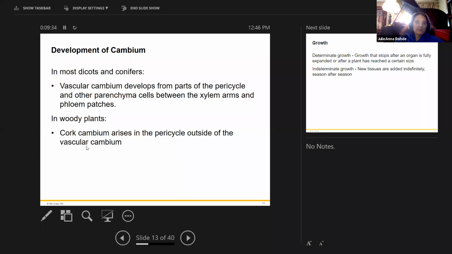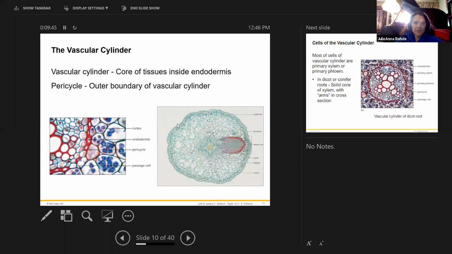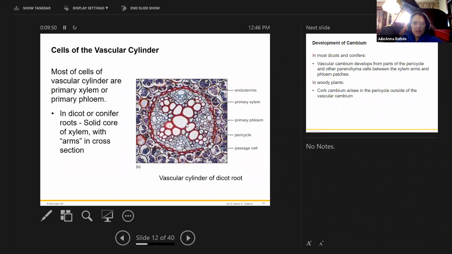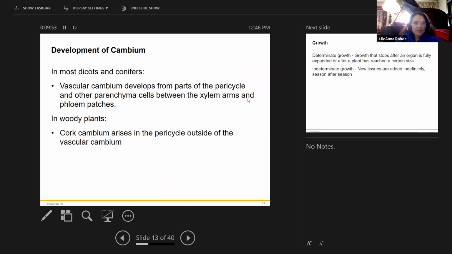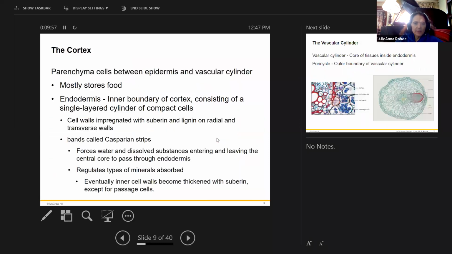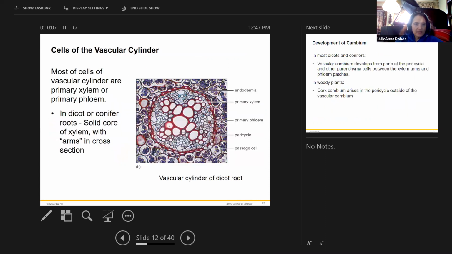So in your woody plants, the cork cambium arises in the pericycle outside of the vascular cambium. I say, what's cork cambium? If you recall back from last week, we were talking about cork cambium. It's at the same slide. Whoops, I'm going too far. So the pericycle outside, I didn't go back too far. Here we go. So pericycle, is that making any sense?